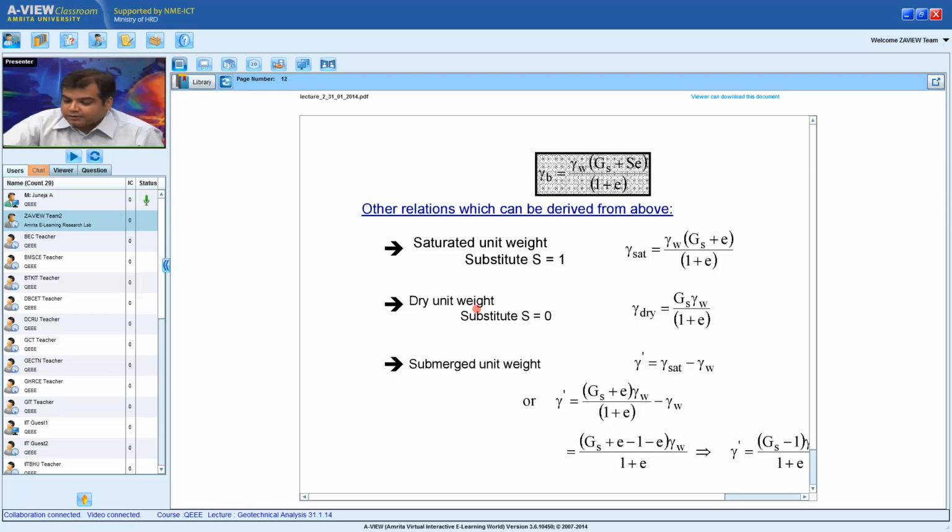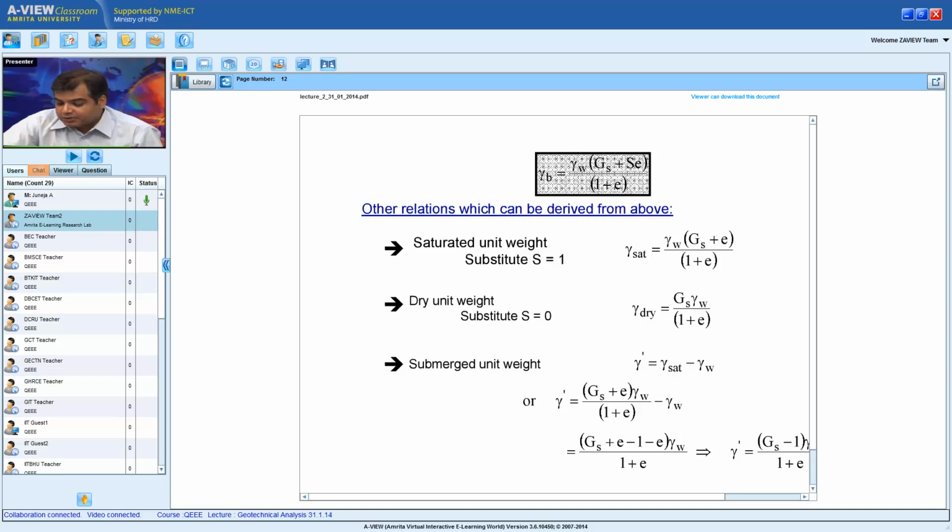For dry unit weight, what happens if I'm looking at dry soil? Instead of gamma bulk, I have gamma dry over here. Inside this bracket, S becomes 0, so this whole term disappears. So I get GS times gamma W over 1 plus E.